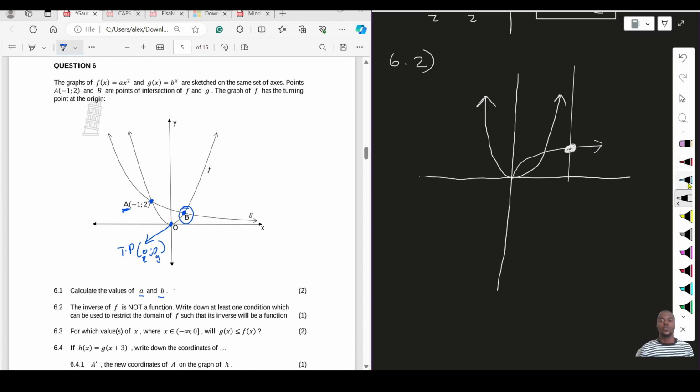So let me use different colors. So this part is the opposite of that part. So now this is a function because it touches only at 1 point. So the question here, I just want to go straight to the question. The question says, the inverse of f is not a function. We just saw why it's not a function. They say write down at least one condition which can be used to restrict the domain of f such that the inverse will be a function.